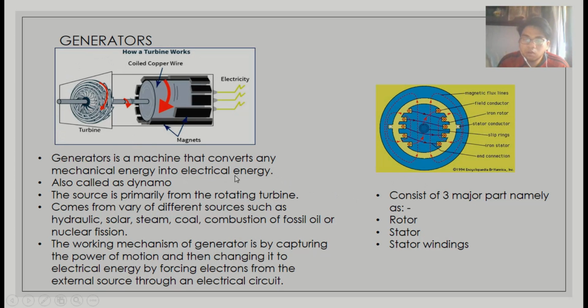A generator is a machine that converts mechanical energy into electrical energy. It's also called a dynamo. The source is primarily a rotating turbine, driven by a variety of different sources such as hydraulic, solar, steam, coal, combustion of fossil oil or nuclear fission. The working mechanism of a generator is capturing the power of motion and then changing it to electrical energy by forcing electrons from the external source through an electrical circuit. This is the motor. It consists of three major parts, namely rotor, stator and also stator winding.